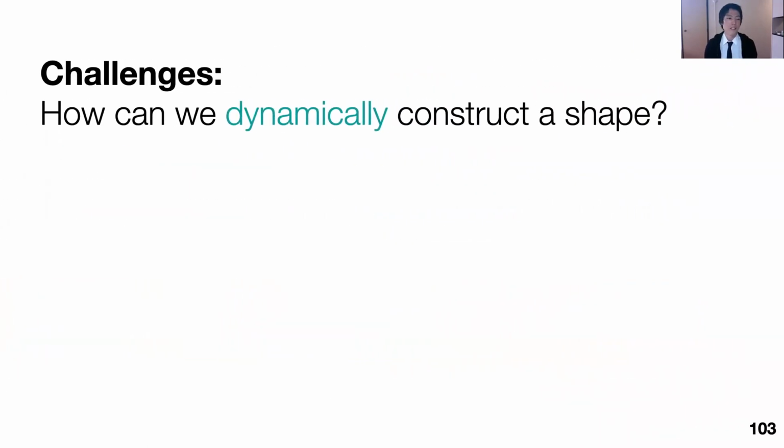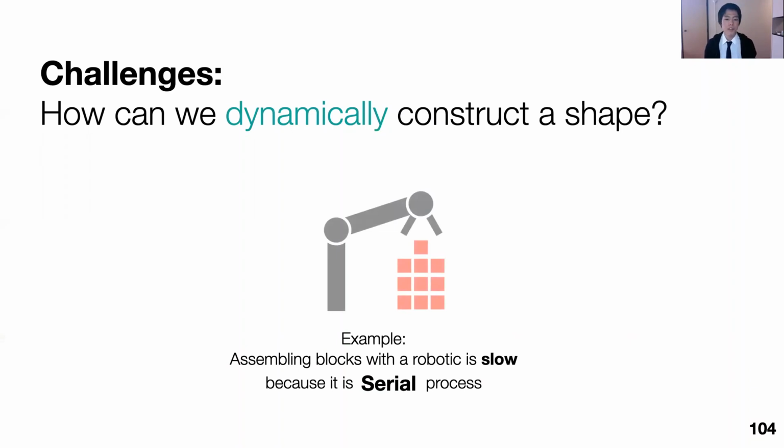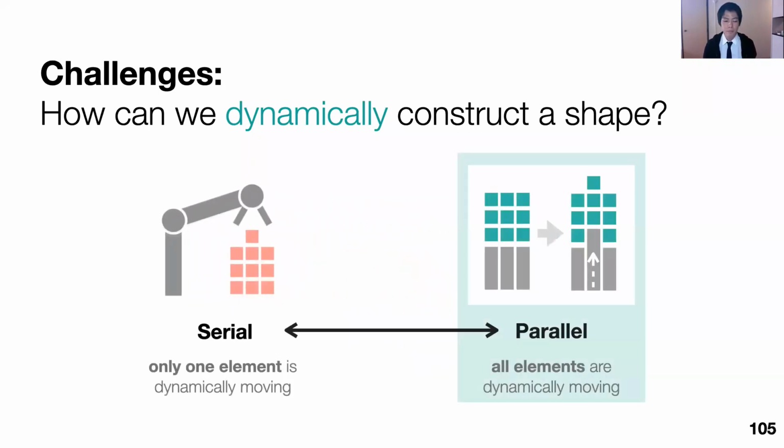But one of the challenges of using passive collective elements is how we can dynamically construct shapes from these elements. For example, consider a robotic arm that assembles passive building blocks. This process often takes a long time and is slow because each robotic arm can only stack and assemble blocks one by one, which is a serial process. In contrast, if we can make a parallel assembly process that can assemble and actuate many collective elements at once, then we can make dynamic shape construction faster.